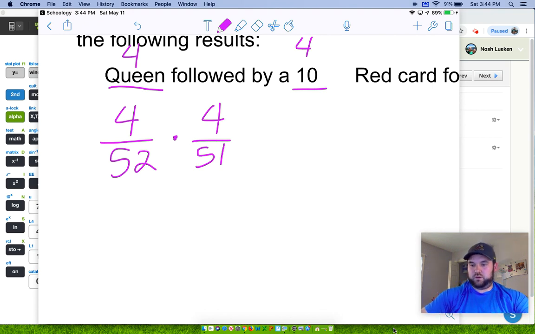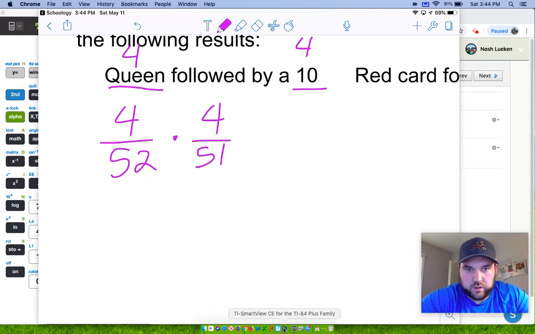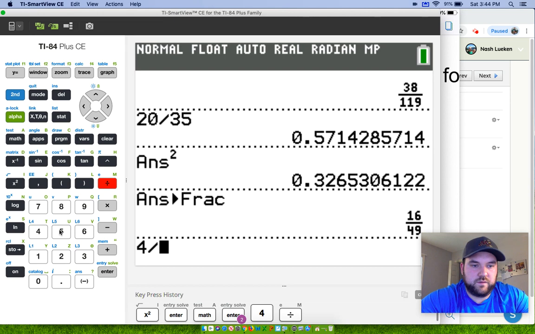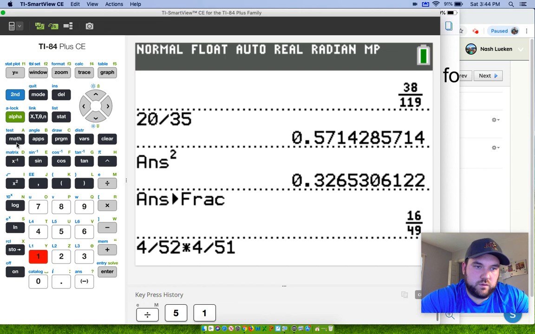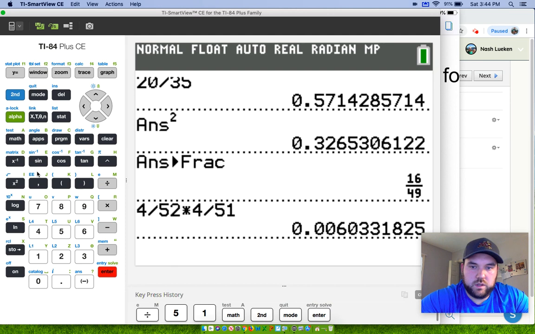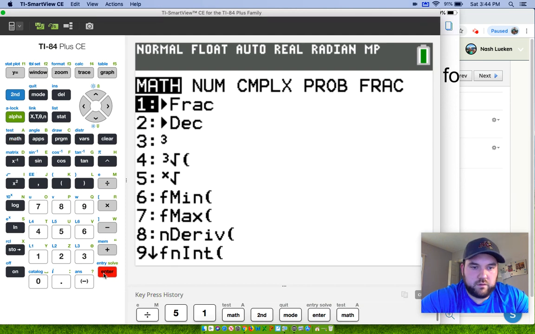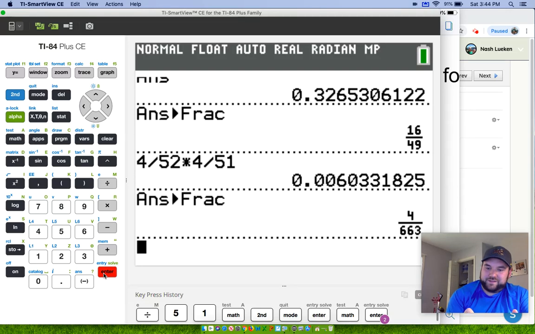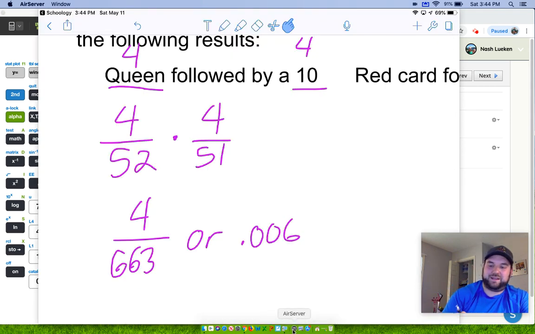So what we're going to do here is go to the calculator. 4 out of 52 times 4 out of 51. Let's just hit enter right away, and then we'll go. So not very good. Math enter, enter. So 4 out of 663, or 0.006 is the probability that I draw a queen first and then a 10 second.